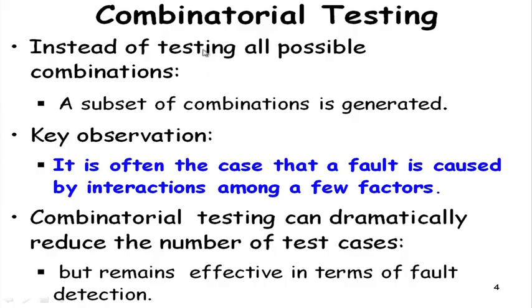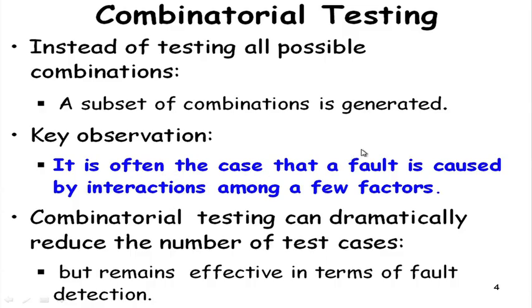So, if n is large, 20, 30 and so on, the number of combinations is just too many to be able to test all possible values. So, how do we reduce the number of test cases, so that we can do effective testing using 10, 12 or 20 test cases and still be able to detect almost as many bugs as the million test cases? That is about combinatorial testing.